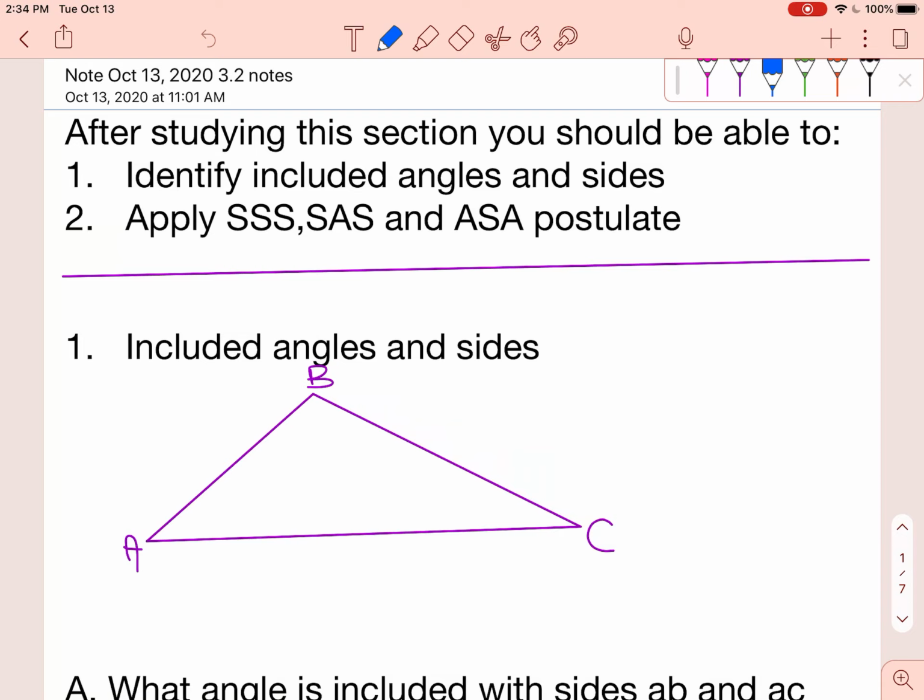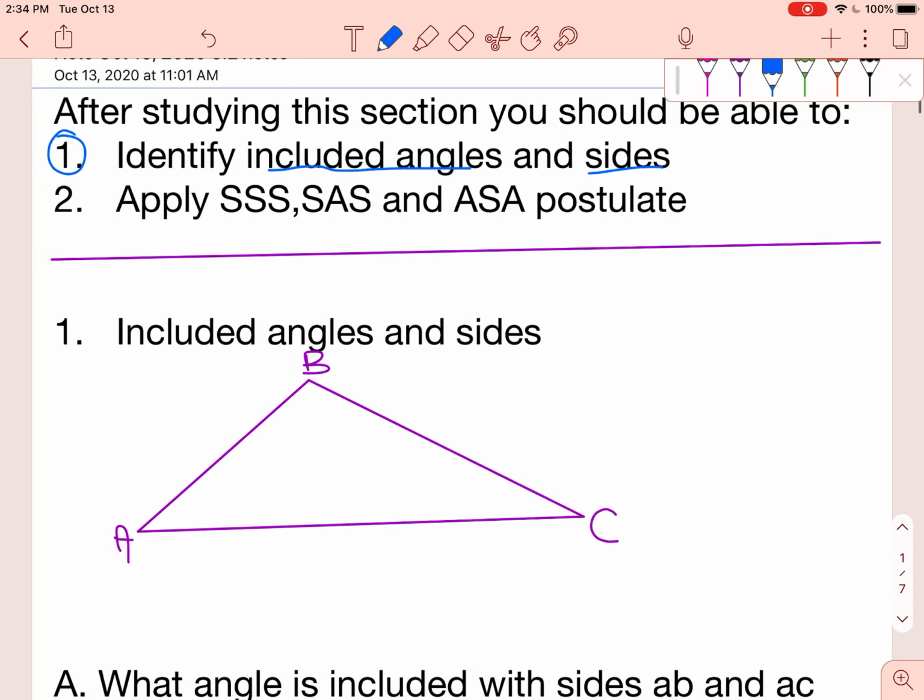I have 2 goals for us. So this is how I'm gonna set my notes up. Goal number 1 is to be able to identify included angles and included sides, okay? Goal 2 is to be able to apply this postulate, which we haven't gotten to yet. But let's start with goal number 1, included angles and included sides.